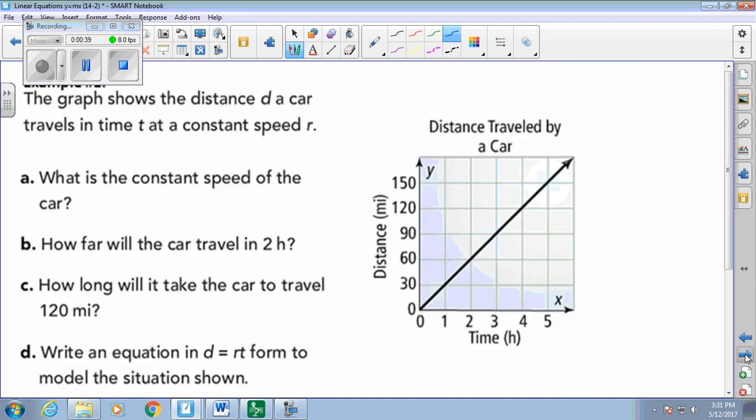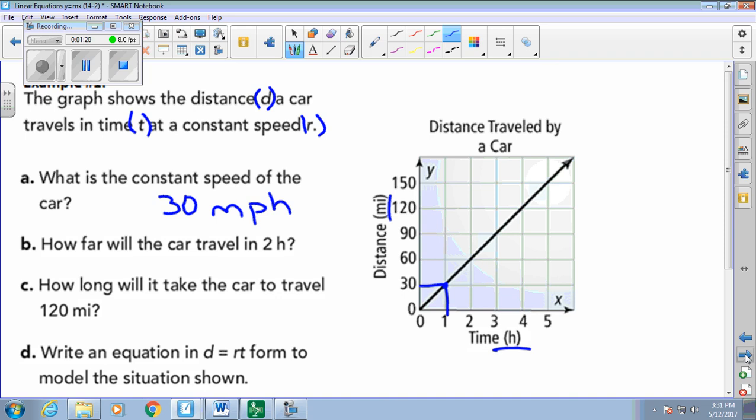Our first example says that the graph shows the distance d a car travels in time t at a constant speed r. They're just reminding us what each of these are. What is the constant speed of the car? The constant speed is similar to the constant of proportionality. So we think of it as miles per hour, which would be 30 miles in 1 hour. So the constant speed appears to be 30 miles per hour.